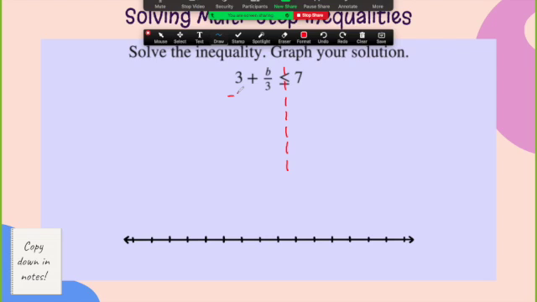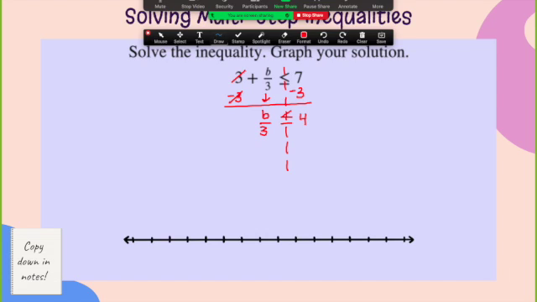I'm going to subtract by 3 on both sides. I want to subtract by 3 so that I can get rid of the 3 on the left side where the b is at. And so I can drop down that b divided by 3. Write down this symbol less than or equal to 7 minus 3. 7 minus 3, that equals positive 4.